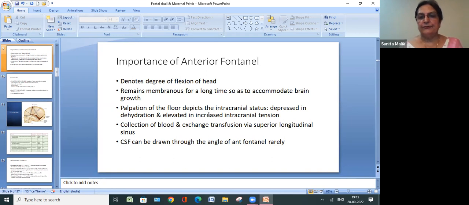Palpation of the fontanelle after the birth depicts the intracranial status. It is depressed in dehydration and elevated in increased intracranial tension. Collection of blood and exchange transfusion can be done via the superior longitudinal sinus. And CSF can also be drawn through the angle of the anterior fontanelle, although we don't do it, but if it has to be done, it is there.